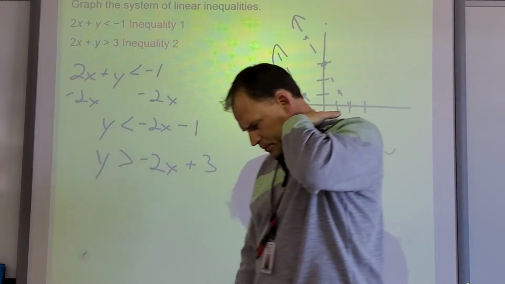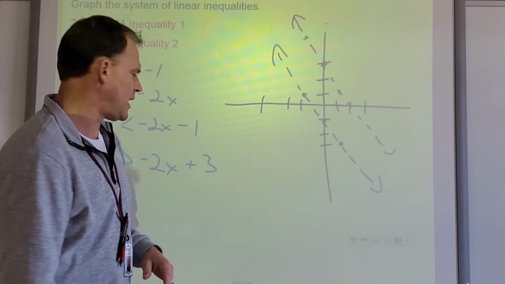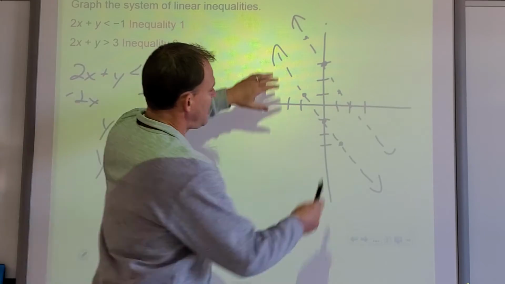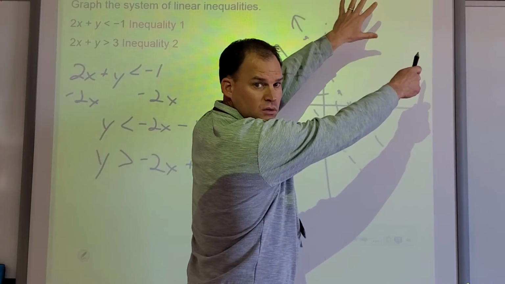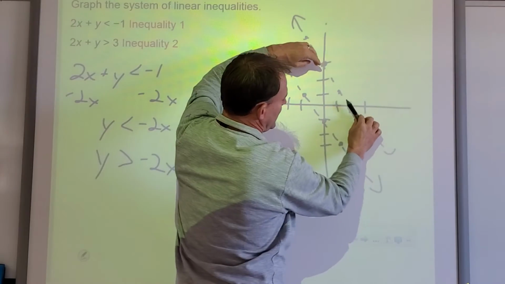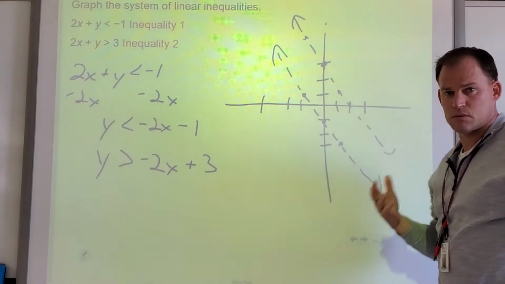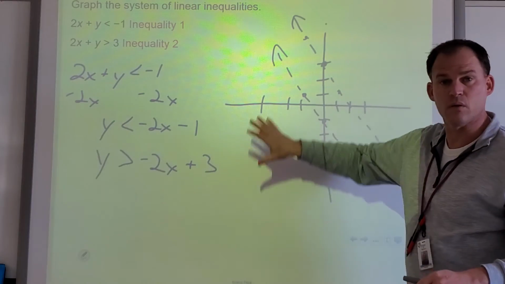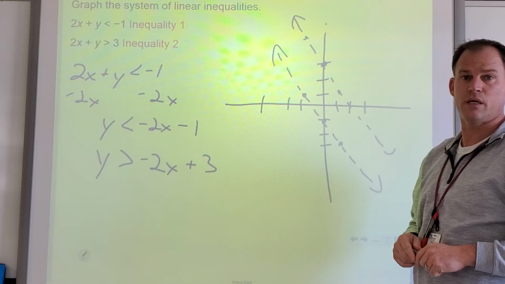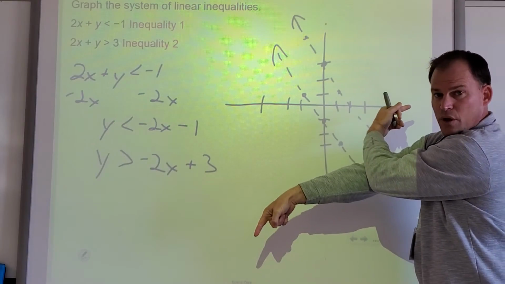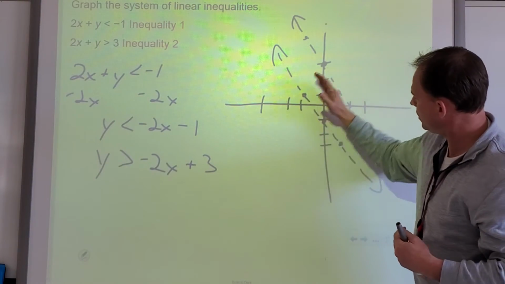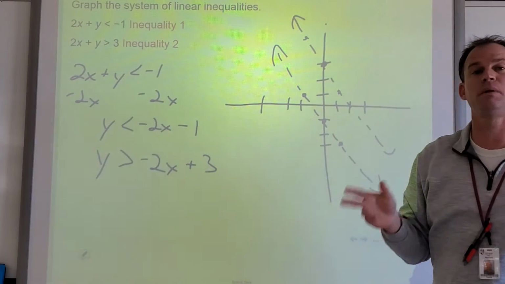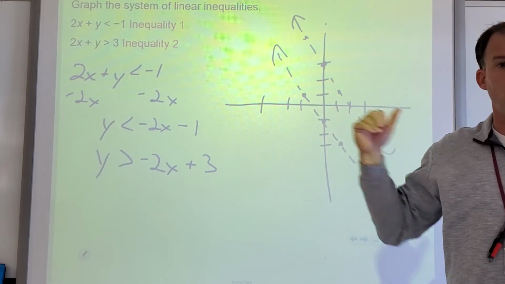Good. So here's the deal about parallel lines. You could have them both be above. Imagine I'm above this line and I'm above this line. In that case, this would be double shaded. I could have them both be below, in which case this would be double shaded. I could have them pointing at each other. So if I'm below this line and above this line, the middle is double shaded. There's lots of possibilities. Parallel lines don't mean no solution with inequalities.